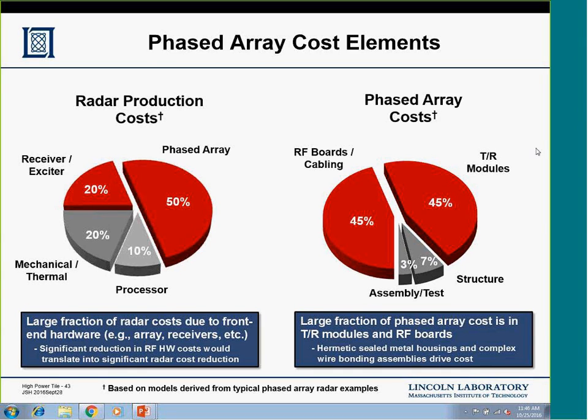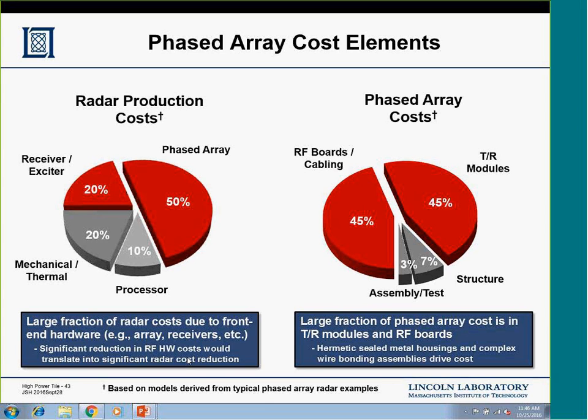And if you break that out on the right and look a little more closely at how much a phased array costs, and the differences, about half of the phased array cost is in the modules themselves. And actually, interestingly enough, in all the boards and the cabling, which are high materials costs.